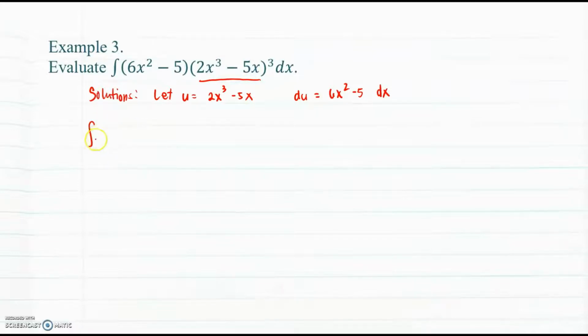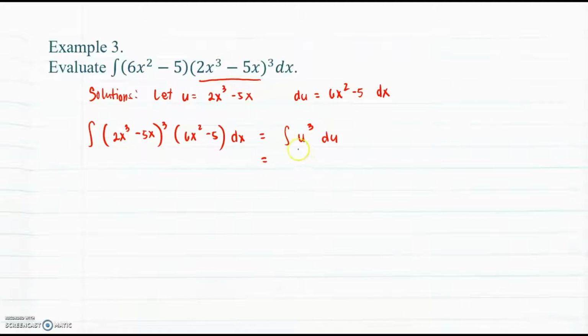So that can be written as the indefinite integral of 2x cubed minus 5x raised to 3 times the quantity 6x squared minus 5 with respect to x. So that would just be equal to the integral of u, which is our u raised to 3, with respect to u.